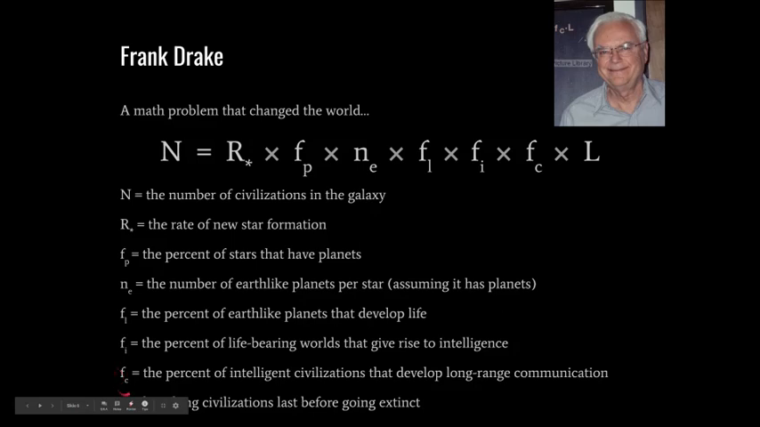All right, moving on. Almost done with these. F of C, the fraction of those that end up having long-range communication, the fraction of intelligent creatures that are doing things like radio that we could see among the stars. So the fraction of intelligent creatures that are actually trying to develop technology and trying to spread information. These would be the kinds of life forms that would be detectable.